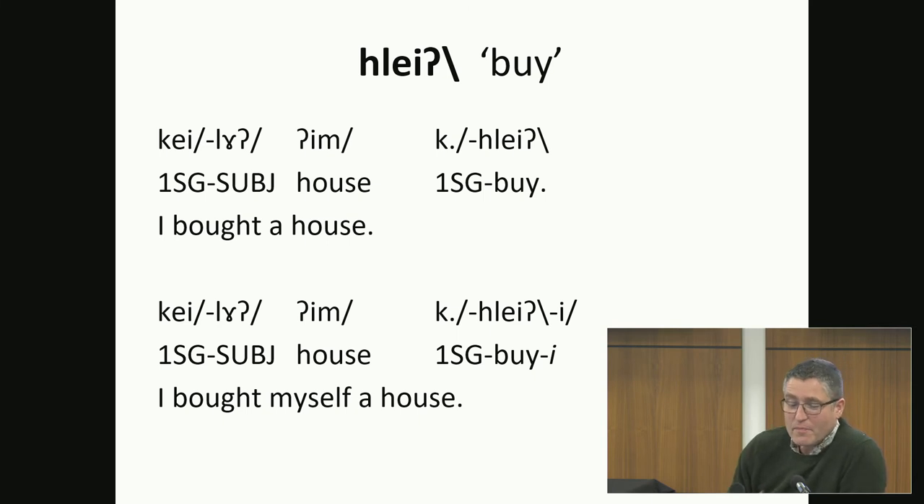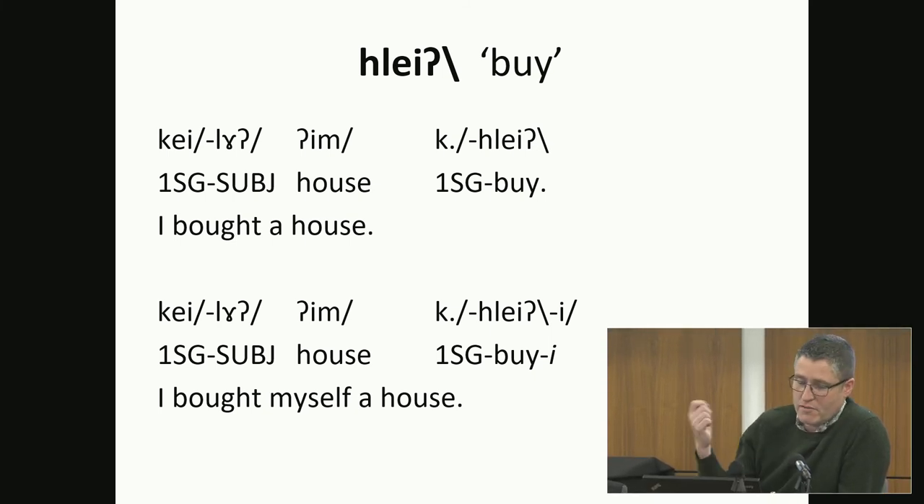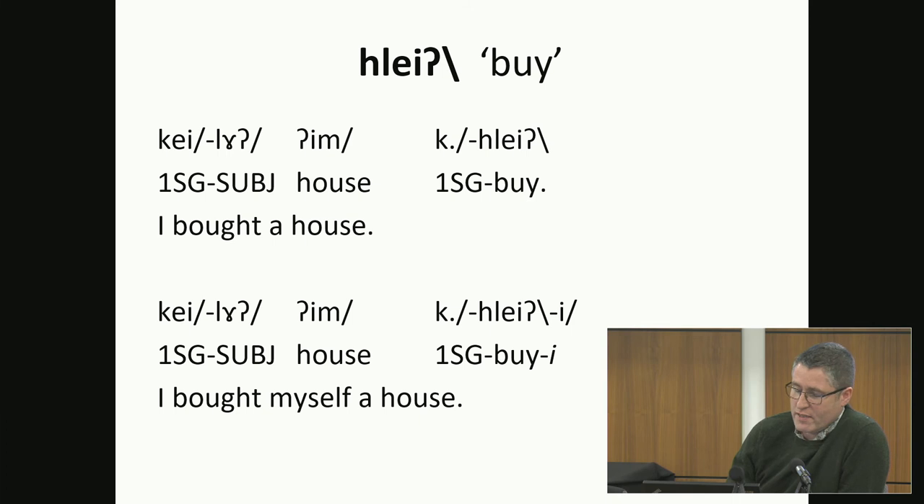Anyway, so to buy a house is im gehlik, I buy a house. Im gehlik, e doesn't have its own tone, so it gets a high tone or a low tone, depending on what it's next to. That means I bought myself a house.